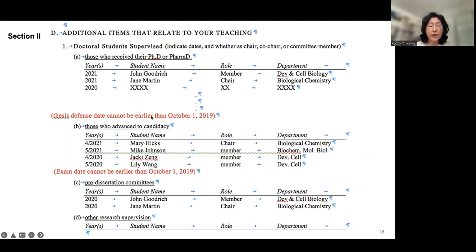After advancement, oftentimes students have annual committee meetings. If you are participating in that, you can list it here. And for other research supervision, you can also put prelim. If you participated as a prelim committee member, you can list it here. You can imagine that you might be listing the same students multiple times here, which is fine. The only thing is that you want to make sure that the dissertation happened within the review period. Okay, so that's really important.